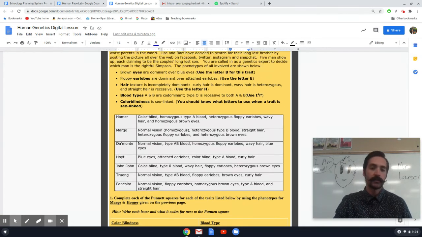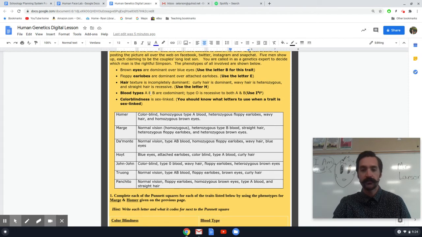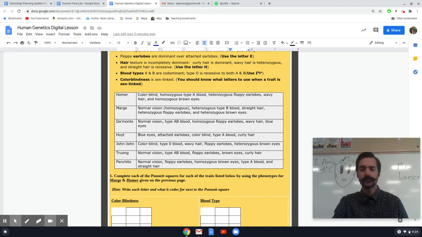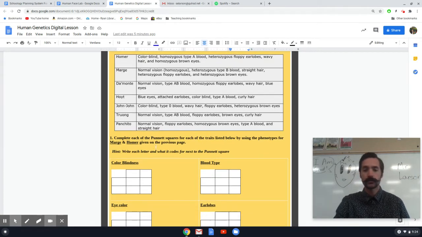First, you're going to need to know what is dominant over which. So brown eyes are dominant over blue, floppy earlobes are dominant over attached earlobes, hair texture is incompletely dominant, curly hair is dominant, wavy hair is heterozygous, straight hair is recessive, different blood types, and color blindness. We're going to use each of these characteristics in order to figure out which of these is the real Simpson. In order to do that, I'm going to help guide you through this color blindness section.